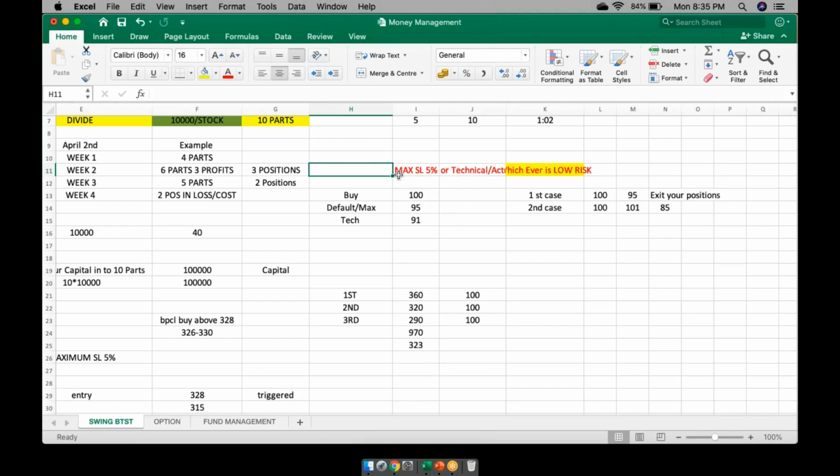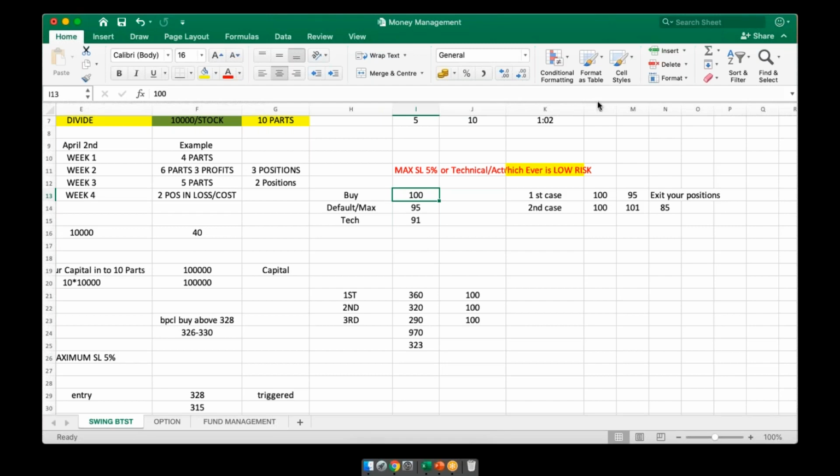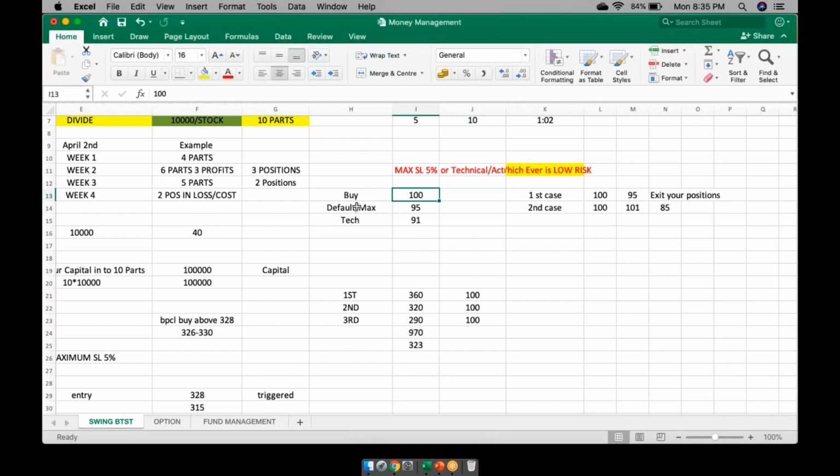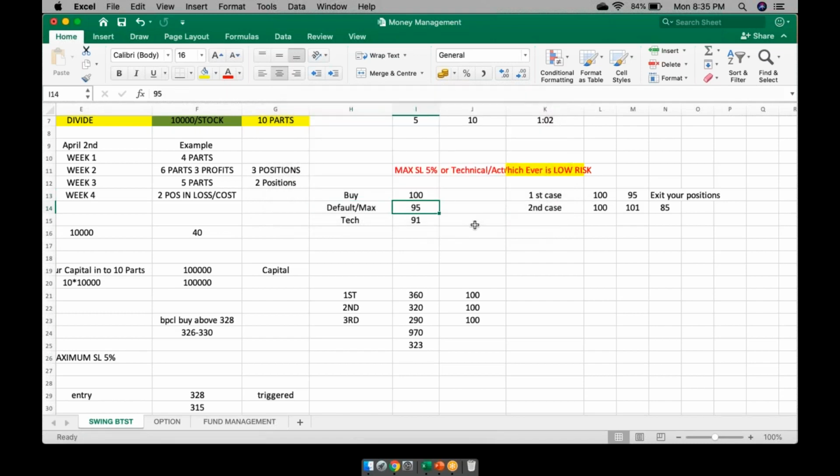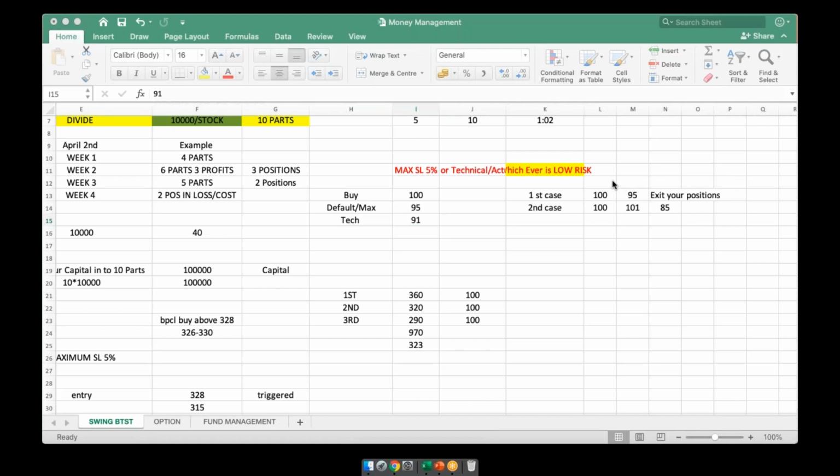Now maximum stop loss in the sense, when you buy a stock for 100 rupees, default stop loss is 95, or maximum stop loss is 95. Technical stop loss is 91. What do I do? Should I take default stop loss or maximum stop loss? So we have to take default stop loss, right?